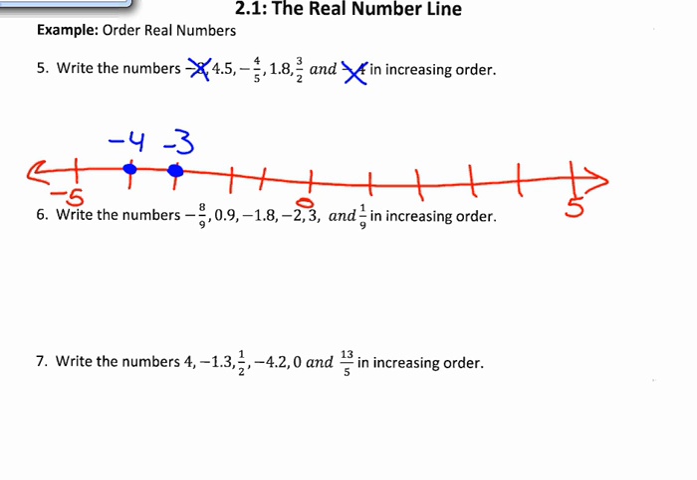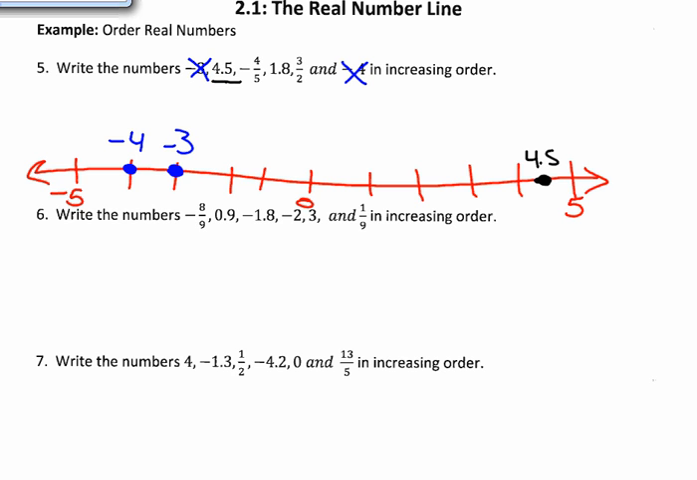Alright, let's look at our decimals now because they should be easier. So 4.5, I'm going to go 1, 2, 3, 4, and a little bit more. Okay, so it's past 4 because it's 4 and something, but it's not quite 5, so it's going to be in between 4 and 5. So I'm going to mark this 4.5.